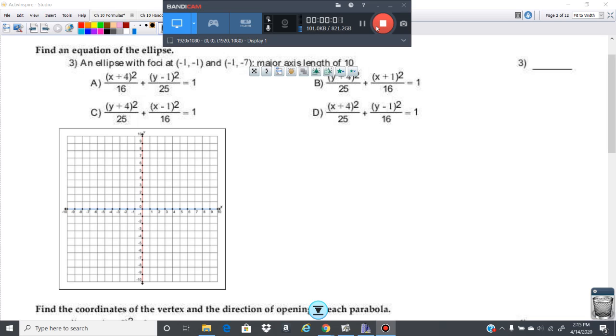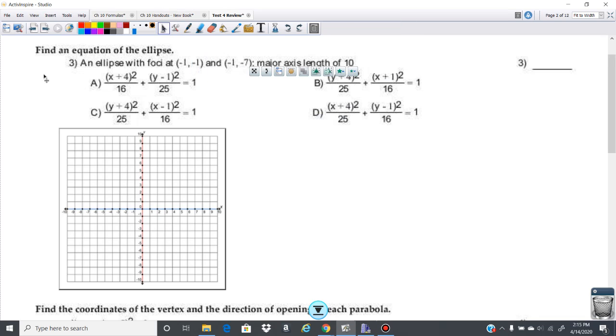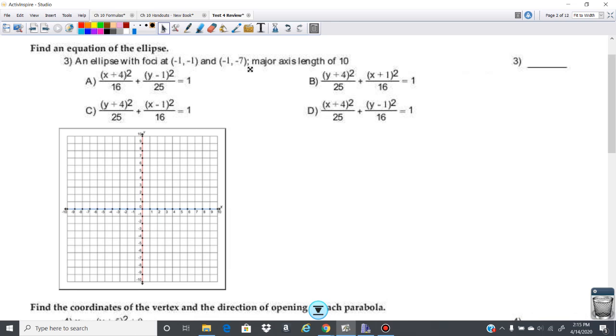All right, this next problem asks us to find the equation of an ellipse with foci at -1, 1, and a major axis length of 10. Let's go ahead and graph what we know. We know we have foci at -1, -1, so right here, and -1, -7, so right here, which means that this ellipse is going to be going up and down.